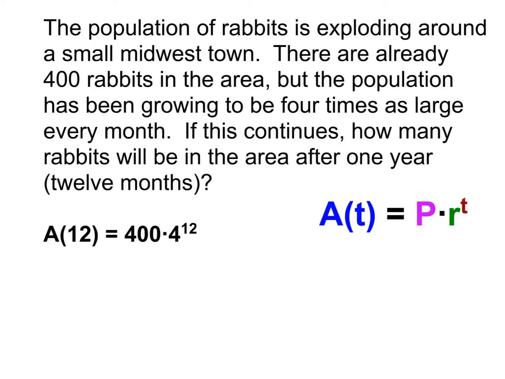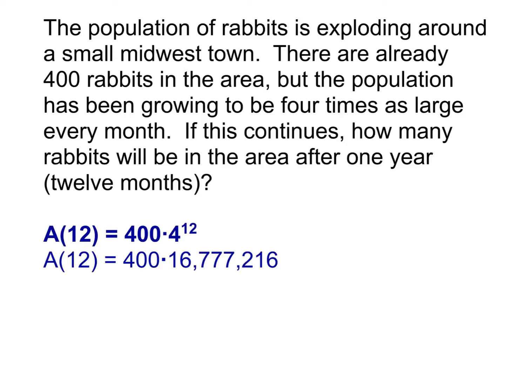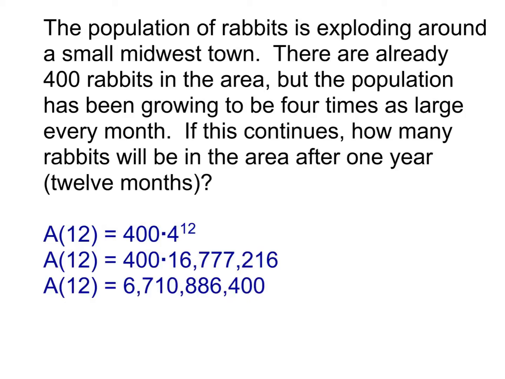First up in that calculation, again, do the exponential. 4 to the power 12 ends up equaling 16 million and change. Okay, so then I take that whole number and I multiply it now by 400. Your final answer here should be 710,886,400 rabbits. Yeah. I think that would qualify as an exploding population.